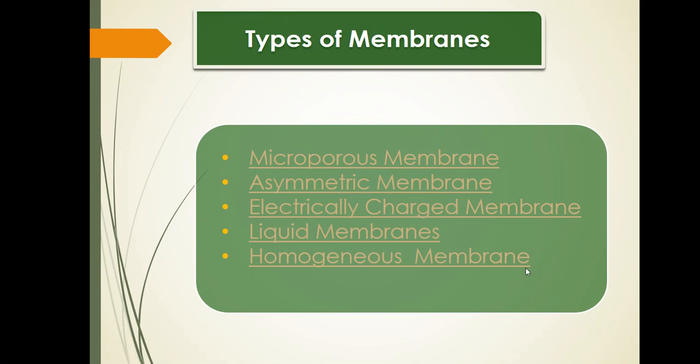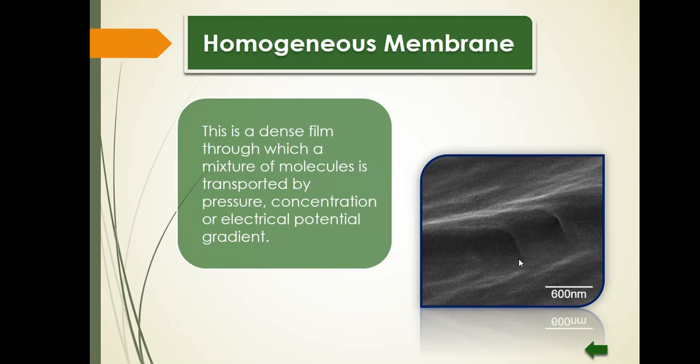And then we have the last membrane, which is the homogeneous membrane. So it's a dense film through which a mixture of molecules is transported by means of a driving force. So this could be the pressure gradient, the concentration difference, or an electrical potential difference. And this film can be as thin as 600 nanometers. Those are your 5 types of membrane based on their specific application.